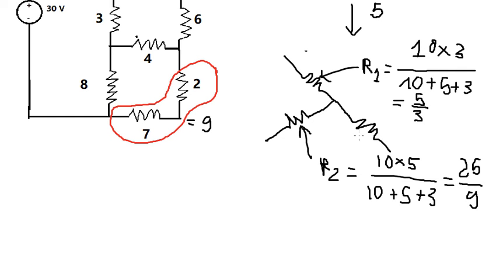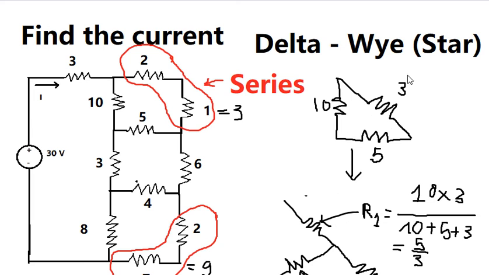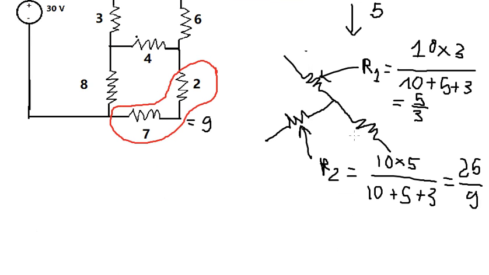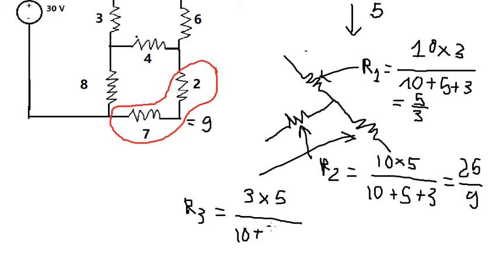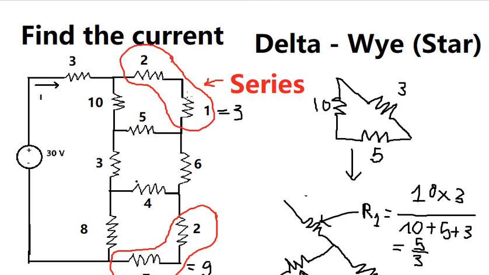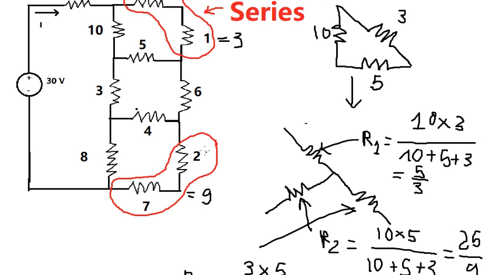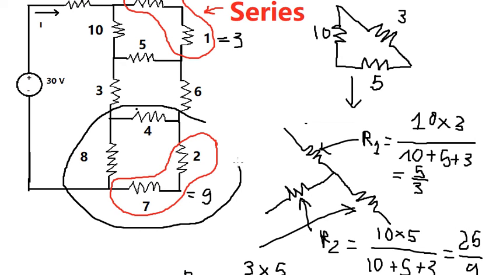And the last one, R3, is between 3 and 5 in here. So R3 equals 3 multiplied by 5 over 10 plus 3 plus 5. And this one we have 5 over 6. Now we just finished this one. Now we can continue with this one in here.